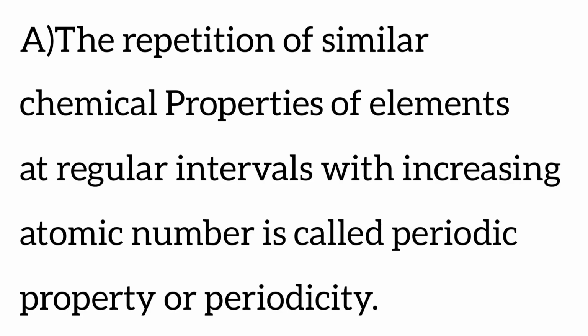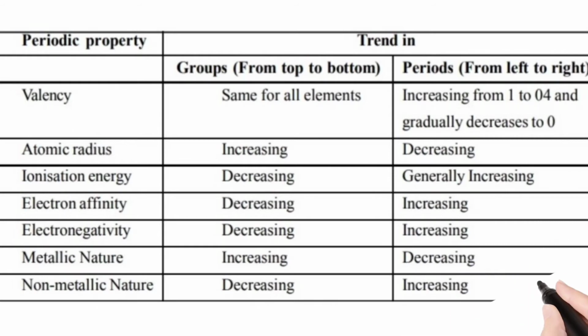The repetition of similar chemical properties of elements at regular intervals with increasing atomic number. So the repetition of similar chemical properties happens with increasing atomic number. Now here you have to draw this table.